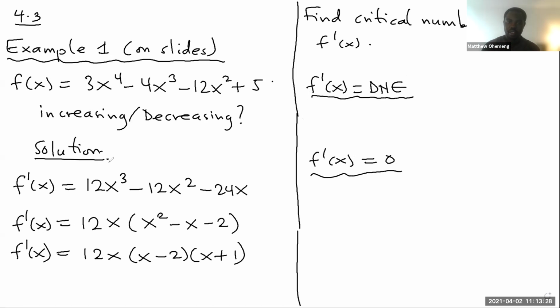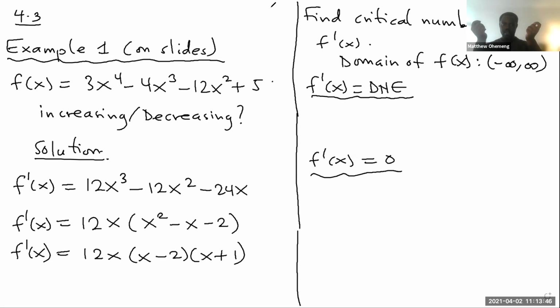The domain of f here is what? That one should also be acknowledged. The domain is -infinity to infinity, right? So the question is, was there any x which was part of the domain, which is now making f prime undefined? That's the first case, the first condition, where f prime of x is equal to DNE. Is there any x which is making f prime undefined, which was originally part of the domain of f?